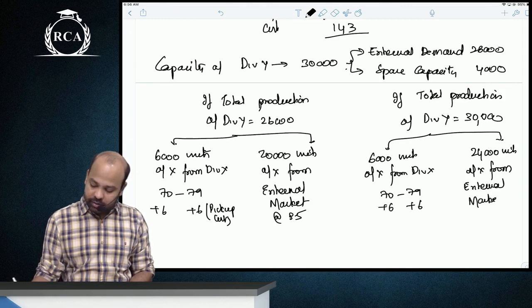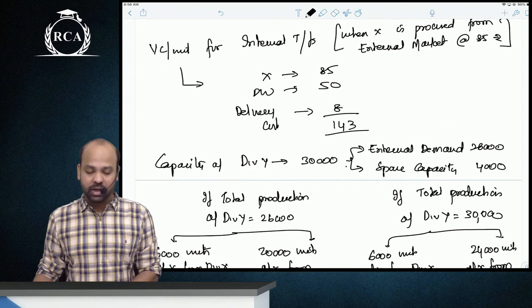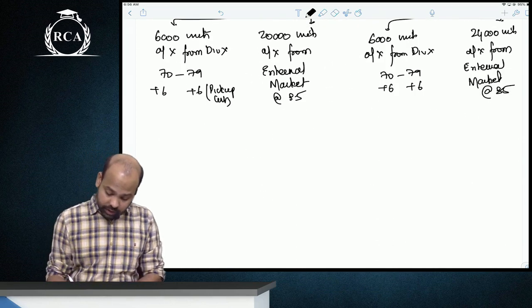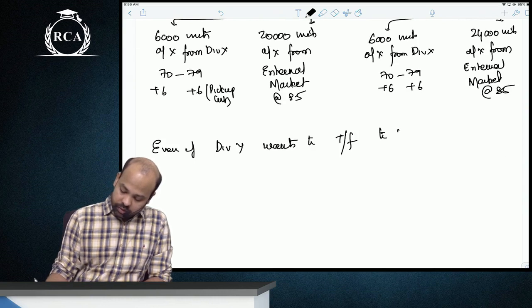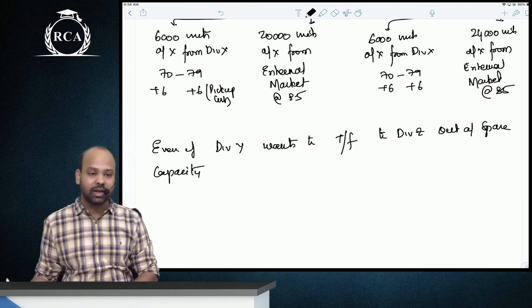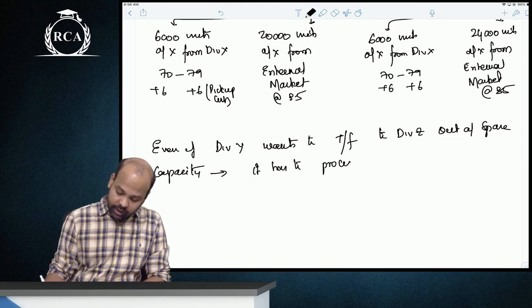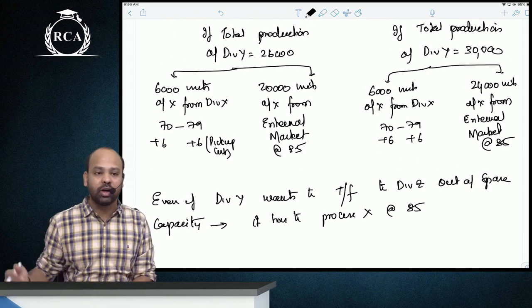You all know, guys, that even if they want to utilize their spare capacity to transfer to other divisions, the procurement cost of X would be 85. They will have to additionally buy 4000 units of X at 85. Yes or no? See guys, even if division Y wants to transfer to division Z out of spare capacity, let us not forget, Beta, it has to procure X at 85 rupees. Look at that incremental cost, Beta. Isn't it procuring from the market at 85?